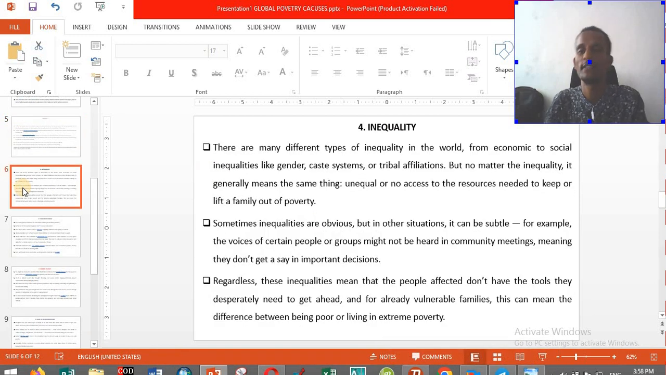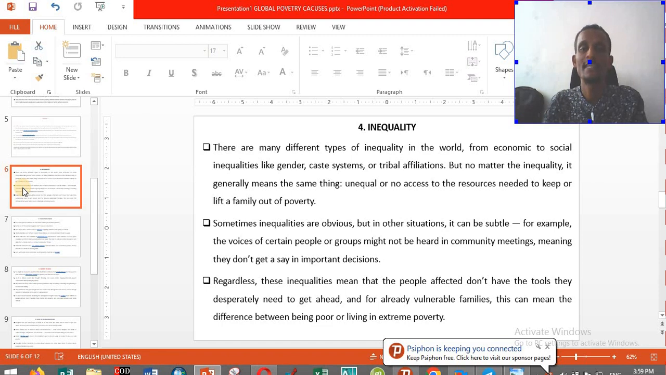Number four, inequality, which is a headache for a lot of countries, a lot of people. Inequality is the fourth cause of global poverty. There are many different types of inequality in the world, from economic to social inequalities like gender, caste system, or tribal affiliation. But no matter the inequality, it generally means the same thing: unequal or no access to the resources needed to keep or lift a family out of poverty.